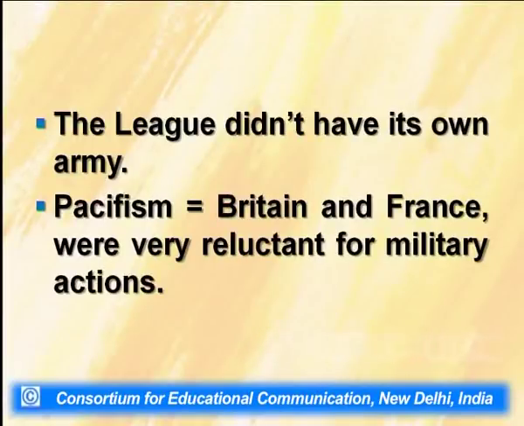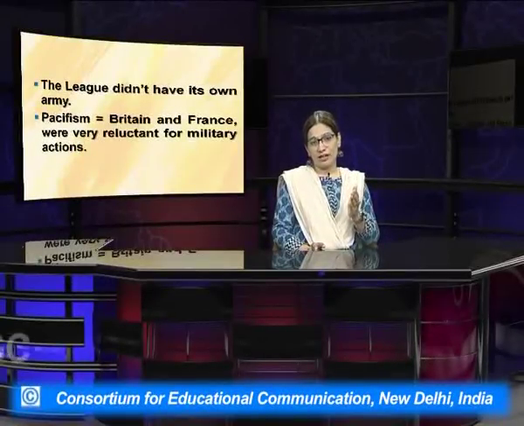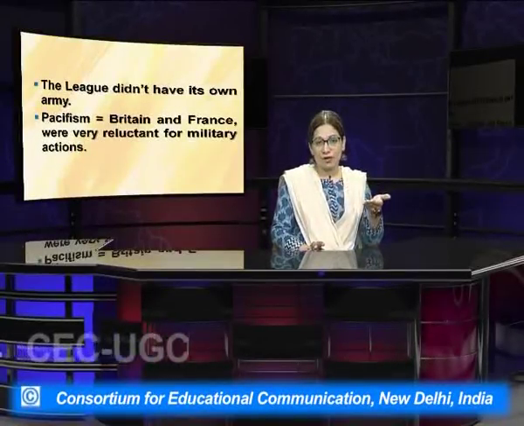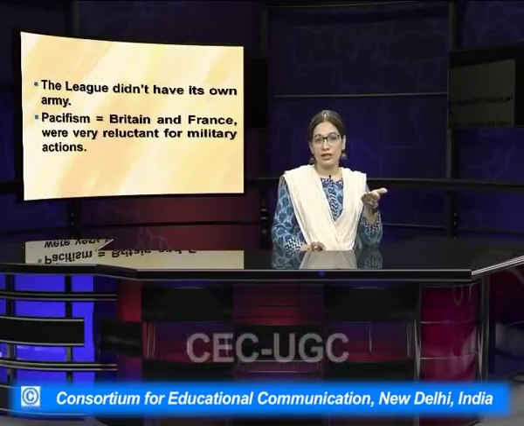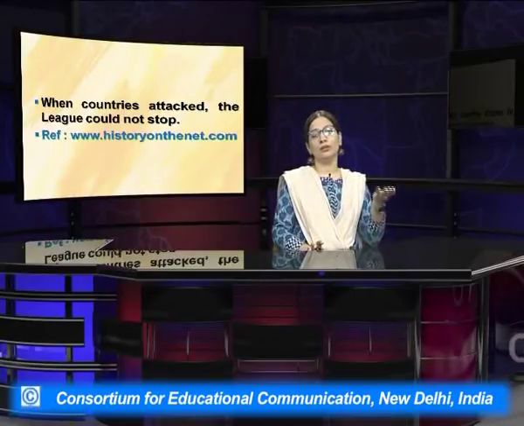Then the League did not have its own army, and pacifism was one thing which was followed by Britain and France, and this is why these countries were reluctant for any kind of military action if the League was taking it. So all these factors paved the way for the ineffectiveness of the League of Nations. So this is why when countries attacked, the League could not stop them.